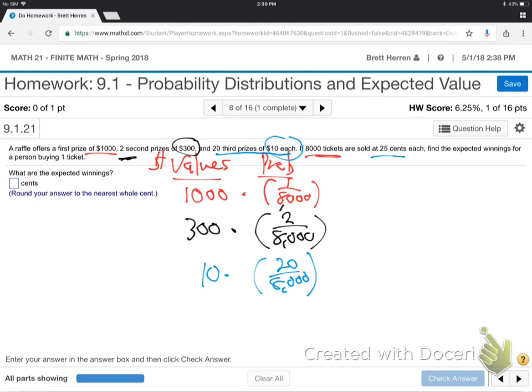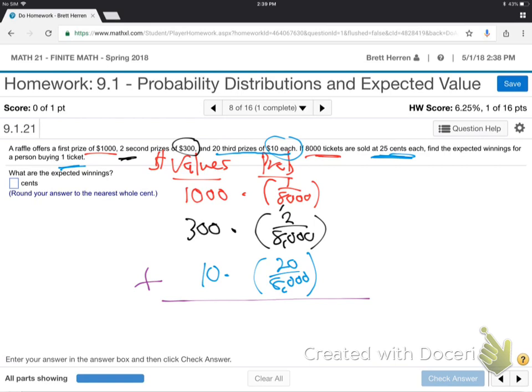Oh, no, they are sold. Oh, I didn't see the price here. They're sold at 25 cents each, aren't they? So we need to find the expected winning of a person buying one ticket. So really, they're each going to lose 25 cents on their ticket. You know what you could do? You can subtract the cost at the end. Let's do that. Since we've already got this, I hope I'm not confusing you. Just figure this out first. That'll be what you will make on average, and then just subtract the 25 cents it costs to play the game.